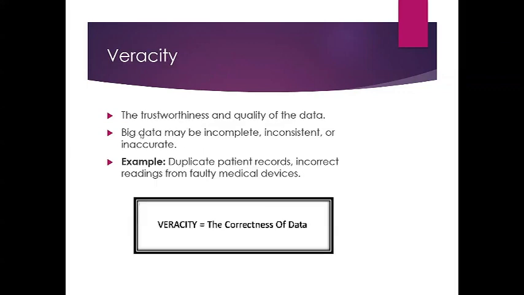Then veracity. Veracity refers to the quality or correctness of the data, right? Big data may be incomplete, inconsistent, or inaccurate, right? So it may have duplicate data, like a duplicate patient record, or an incorrect reading. So big data might have inaccurate data as well, right?